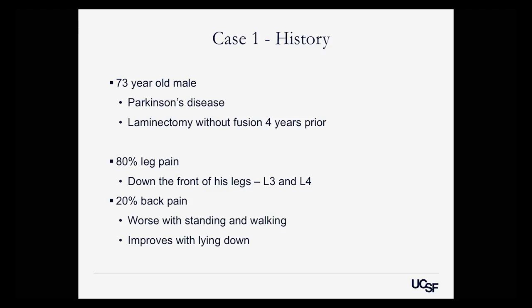But sometimes we have to move beyond just standard imaging modalities and think of more precise ways to specifically diagnose where the patient's pain is coming from. And I want to illustrate the utility of this with a few more cases. So the first case here is a 73-year-old patient. He has Parkinson's disease, and he's also had a prior operation in his spine about 4 years ago.